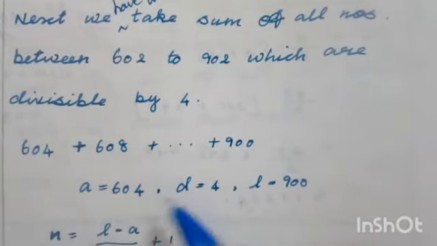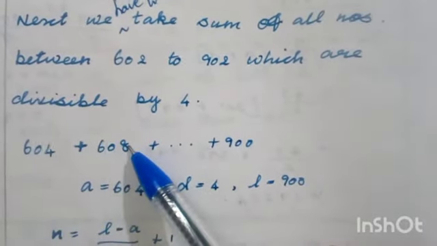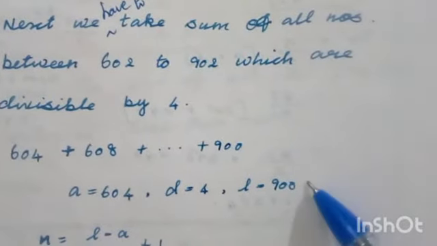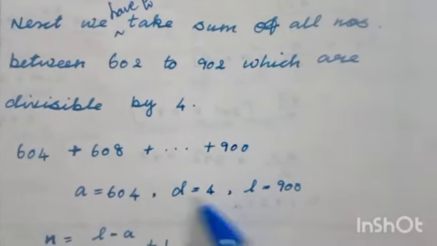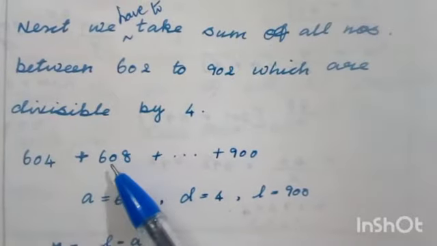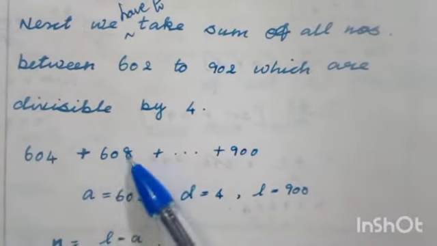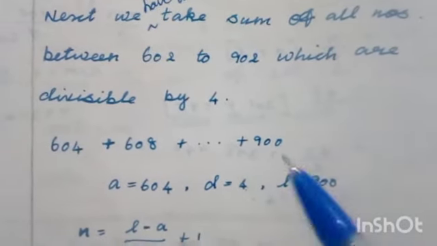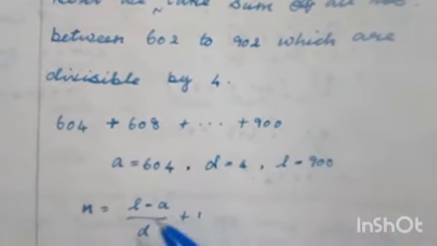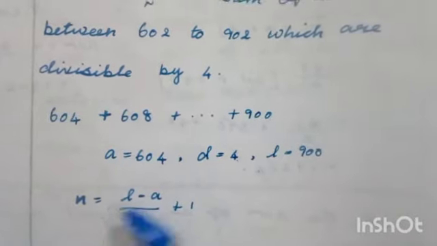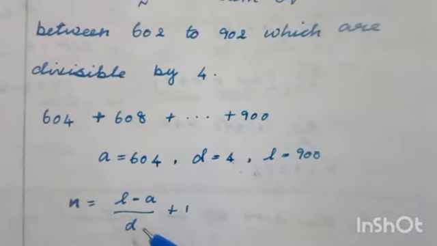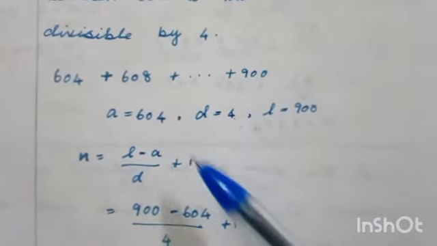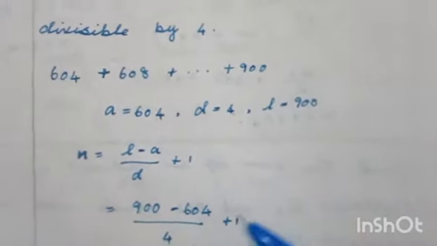So A is 604, D is 608 minus 604, that is equal to 4. L is equal to 900. Once again listen, no need to write the lengthy step 608 minus 604, it is very simple; directly you can take and write. If the last term is given, we have to use the n formula. n equal to (L minus A) by D plus 1. So last term is 900, so 900 minus 604 by 4 plus 1.